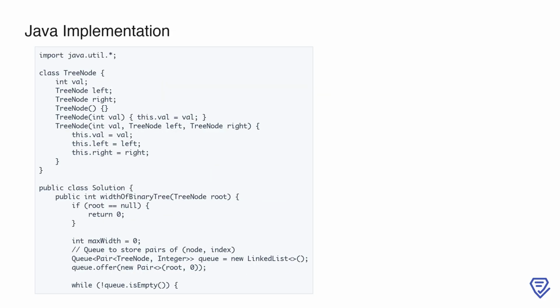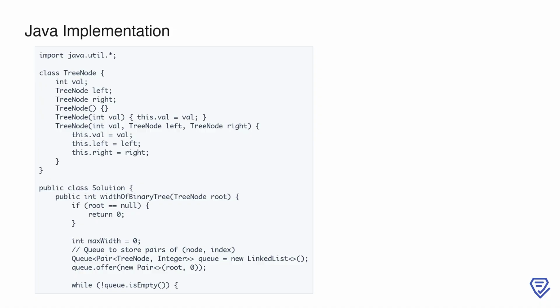To tackle the problem of finding the maximum width of a binary tree, we start by defining our tree node structure and implementing the core logic within the solution class. The method widthOfBinaryTree takes the root node of the tree as input. If the root is null, we return 0 immediately, as there's no width to calculate. Next, we define a variable max_width to keep track of the maximum width encountered so far.